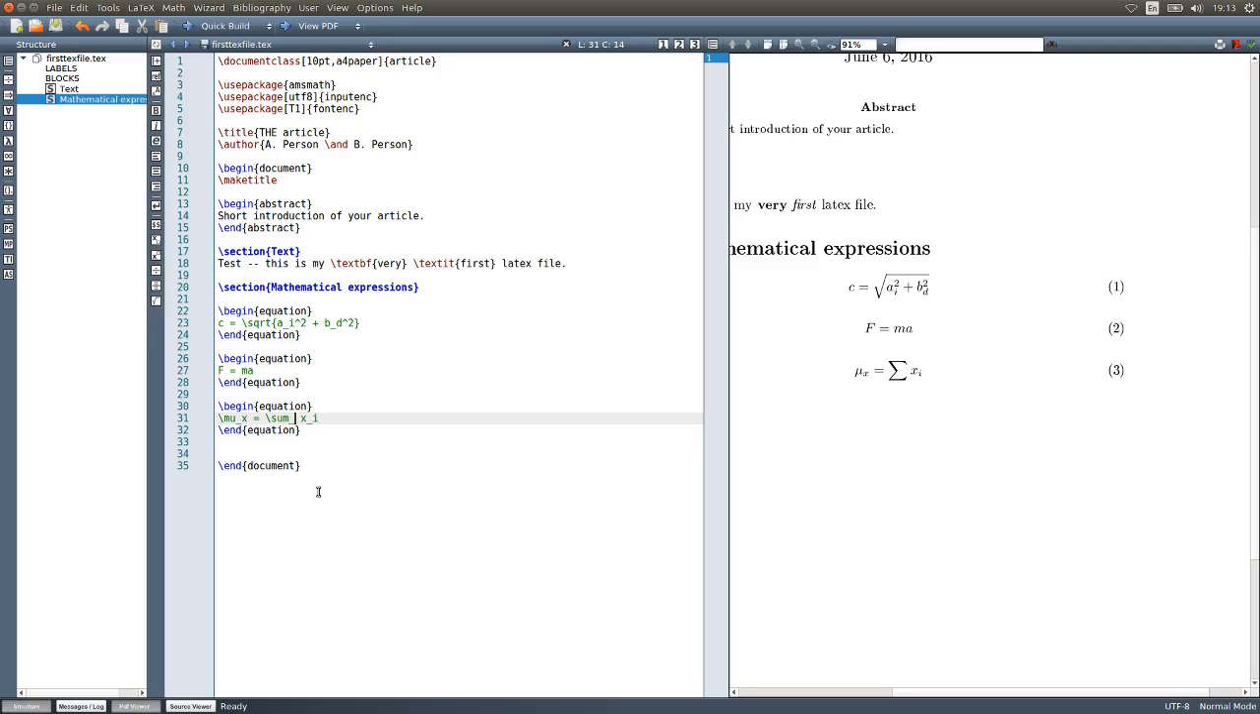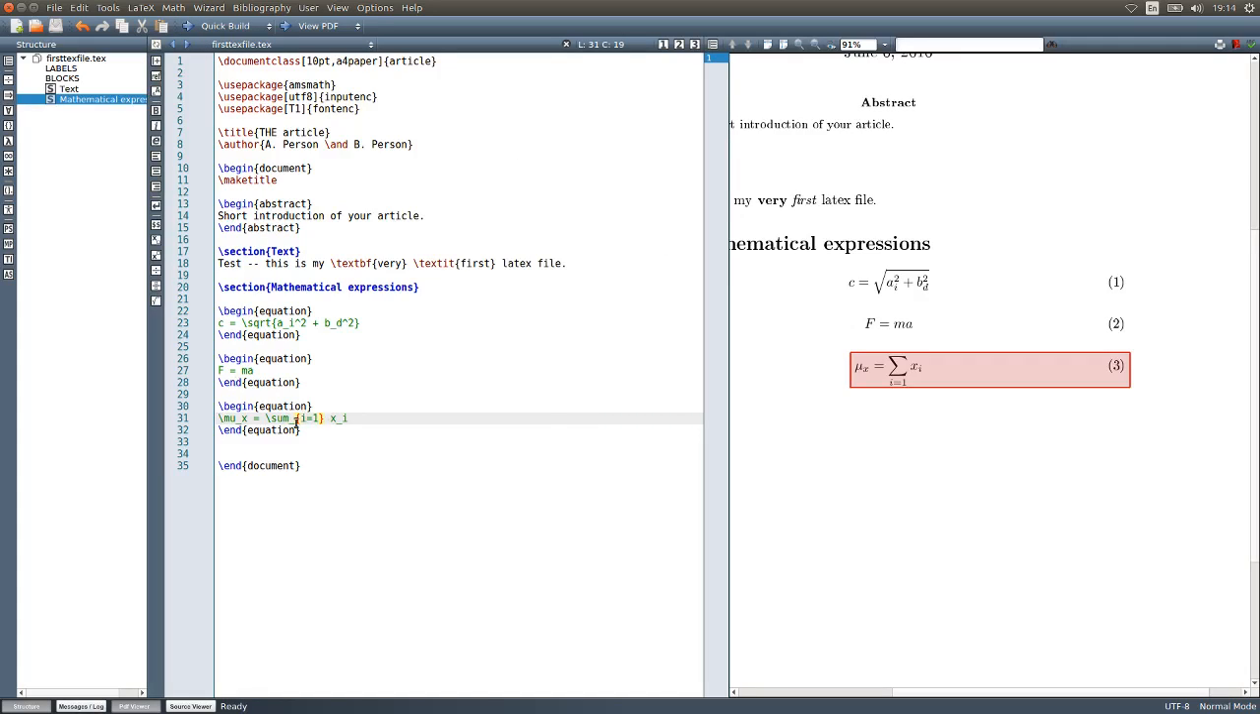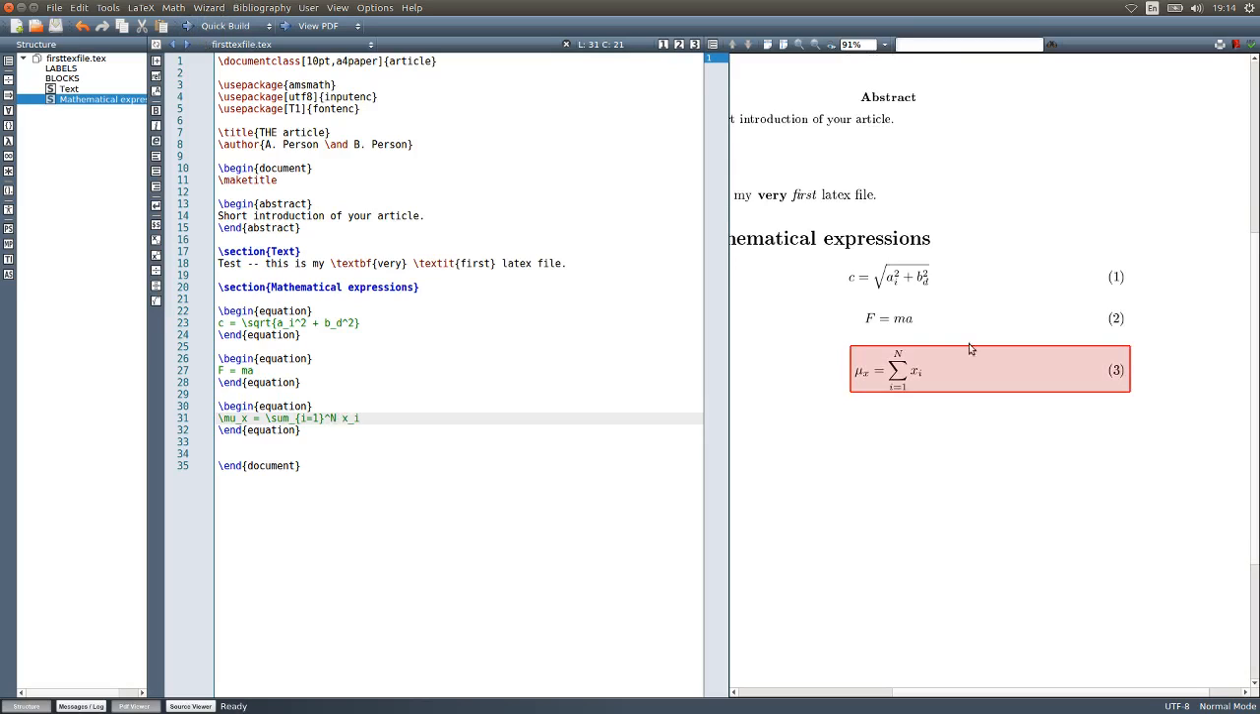Now, as this subscript will be something like i equals 1, there are many more characters in this subscript, so we need to put all of them inside curly braces. Everything in curly braces will be a subscript of the summation symbol. But it also has a superscript, so we can combine them like this. And now we have the summation from i equals 1 to n of x i.